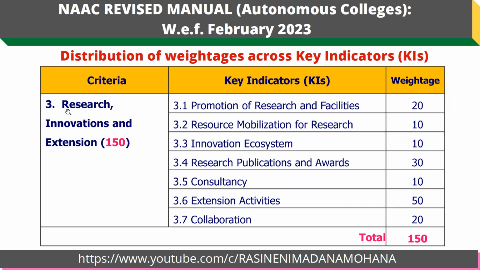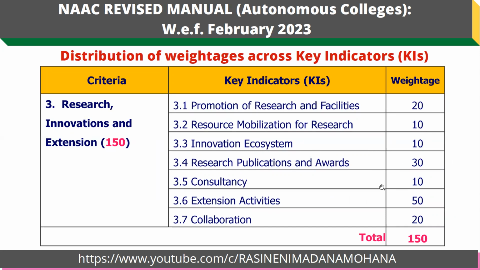Then criterion 3, research, innovations and extension, total weightage is 150. So that is divided across the 7 key indicators in criterion 3. The first key indicator 3.1, promotion of research and facilities, 20 weightage. Then 3.2, resource mobilization for research, 10 weightage. 3.3, innovation ecosystem, 10 weightage. 3.4, research publications and awards, 30 weightage.